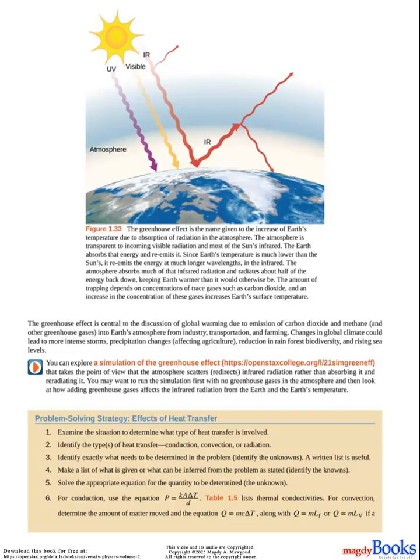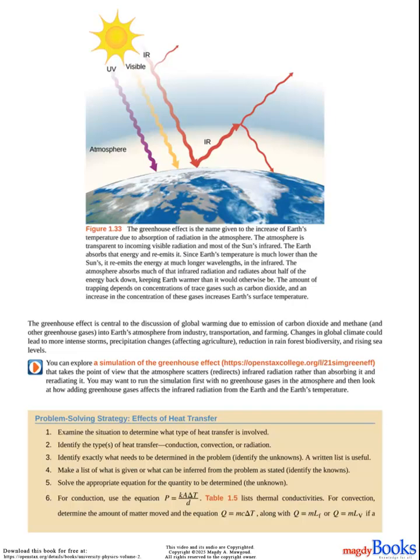The simulation takes the point of view that the atmosphere scatters, redirects, infrared radiation rather than absorbing it and re-radiating it. You may want to run the simulation first with no greenhouse gases in the atmosphere and then look at how adding greenhouse gases affects the infrared radiation from the Earth and the Earth's temperature.